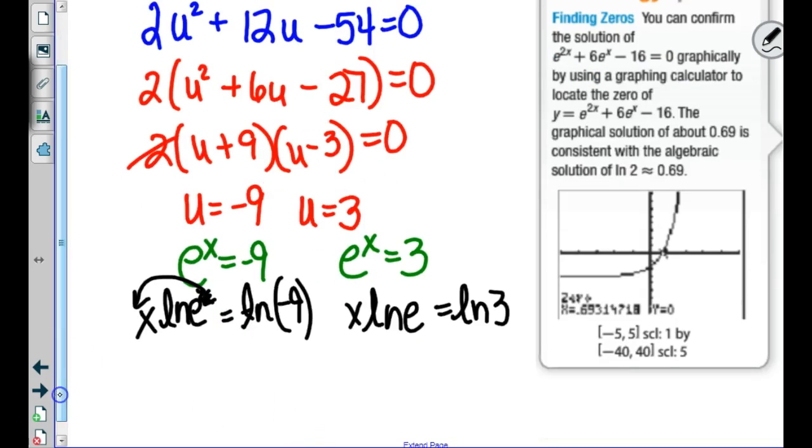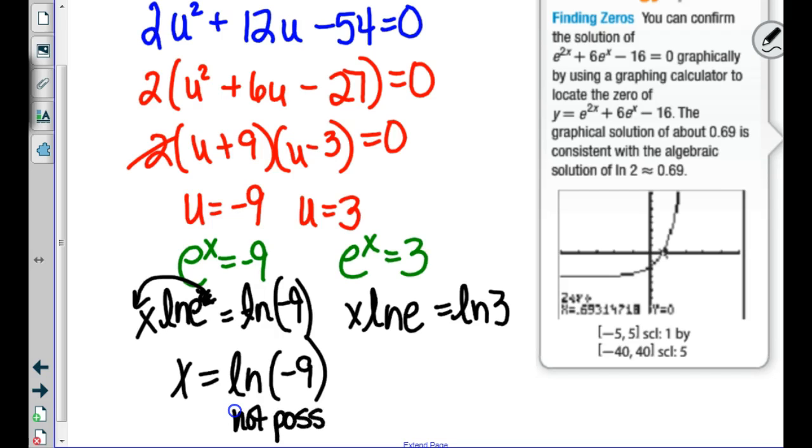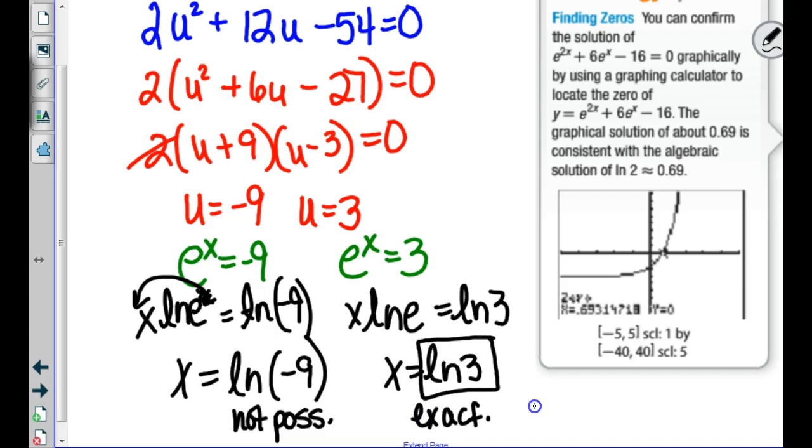All right, exact answer. What's ln of e? 1. So the exact answer is the natural log of negative 9. What do you think? Can you take the natural log of a negative number? Over here, this is 1, so we get x equals the natural log of 3. This is our exact answer. And to get an approximate answer, you just type ln of 3 on your calculator.